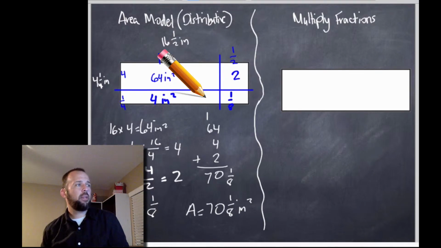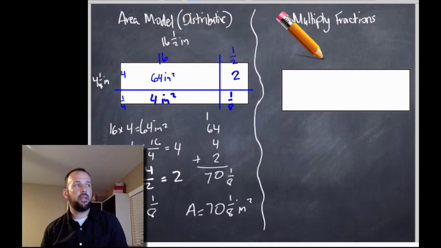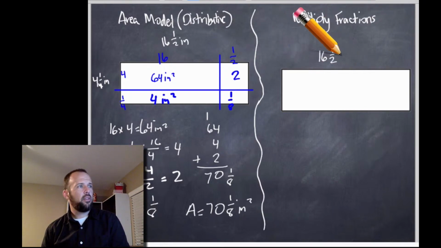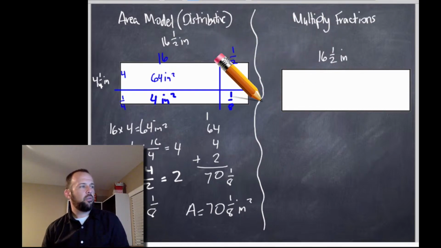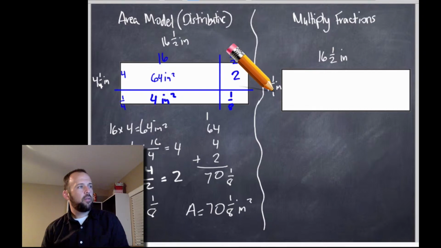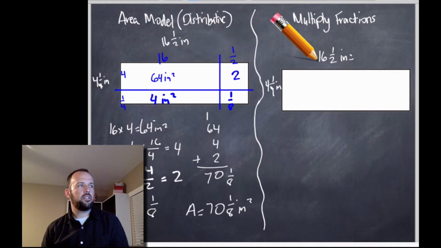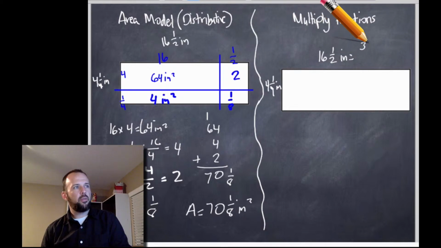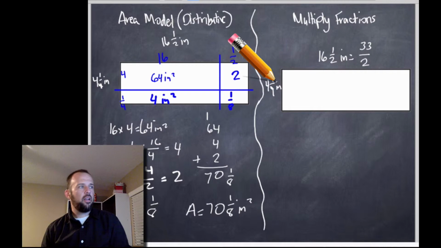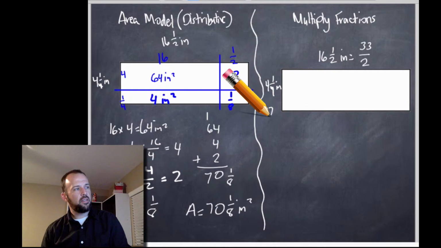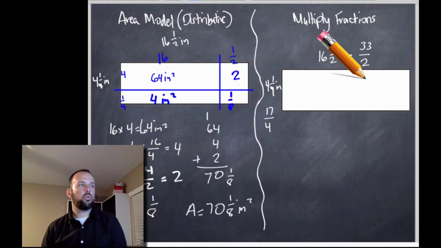Let's do the same dimensions, but let's do it now with multiplying fractions. So if I started with that 16.5 for my length, 16.5 inches, and I was over here with 4 1/4 inches. Alright, and what we're going to do is we're going to turn these both into improper fractions, okay? So let's see, 2 times 16 would be 32, plus 1 more would be 33. So this is going to be 33 halves. And then if I came over here, 4 times 4 is 16, plus 1 more is 17. So this would be 17 fourths. Okay, cool. So far, so good.